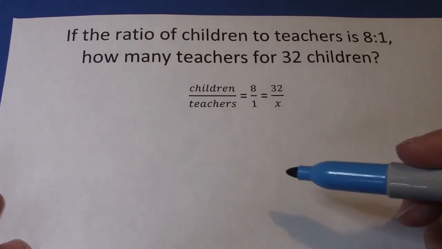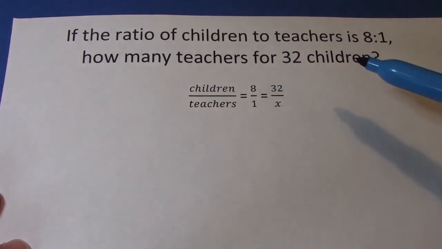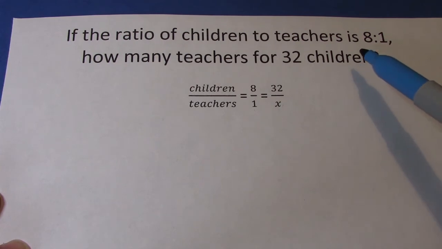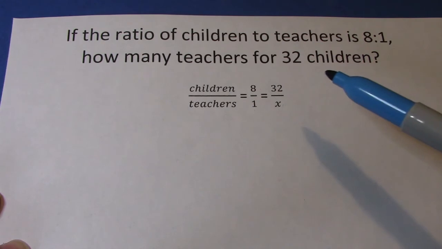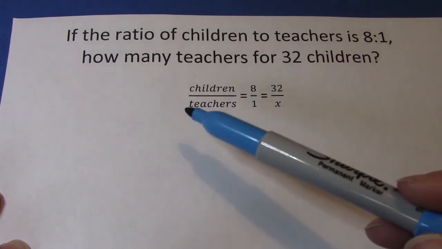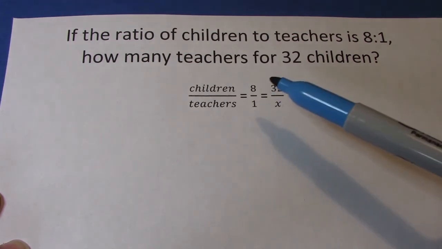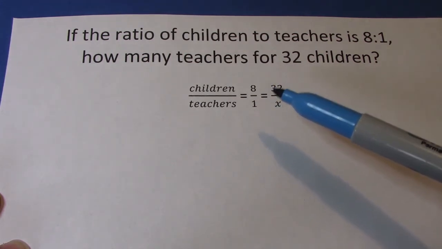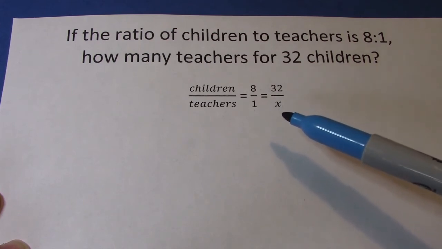Here's the problem we've been talking about. If there's a ratio of children to teachers that's 8 to 1, notice that a ratio can be written like this with a colon. We read that 8 to 1. How many teachers are needed for 32 children? We've still got children in the numerator, teachers in the denominator. We know that there's 8 children per 1 teacher, and now we need to know how many teachers for 32 children. So 32 is the children, x is the unknown.